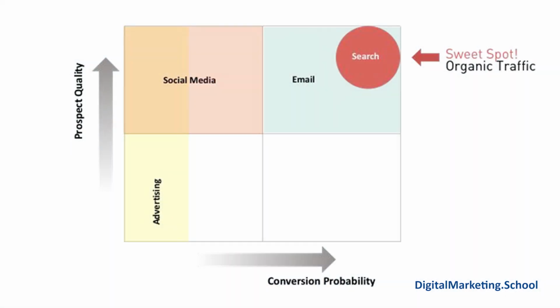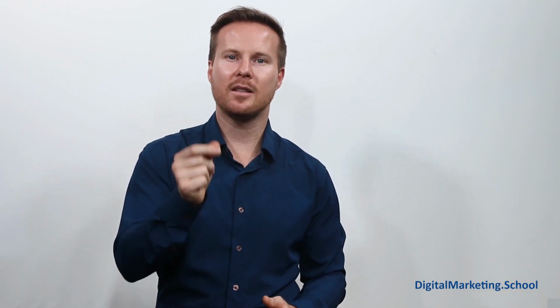Now let's take a look at search engine optimization. This is in the upper right corner. This is absolutely the most effective channel when it comes to conversion probability and prospect quality. And the reason it is so high in prospect quality is because if you think about how people are searching, when they're online and they're typing in a keyword, maybe it's Greenpoint Pizza Restaurant, maybe it's running shoes, they are inherently actively looking for that product or that service. And so if Google does its job and returns the most relevant result, they are much more likely to buy that product.